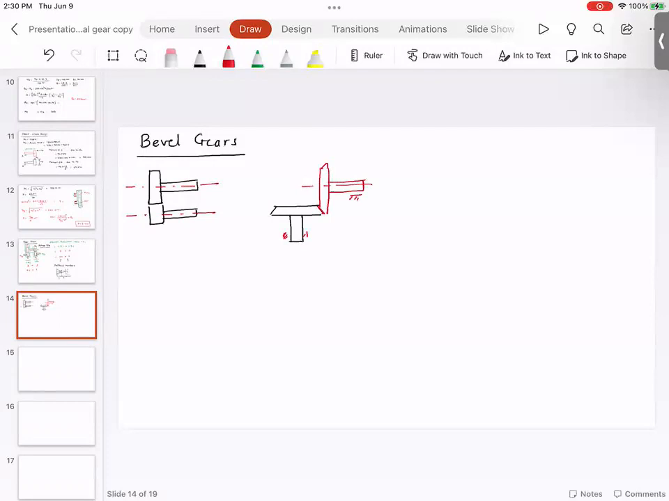And if both of these gears have the same dimensions, so identical gears, perpendicular to each other, they are called miter gears.